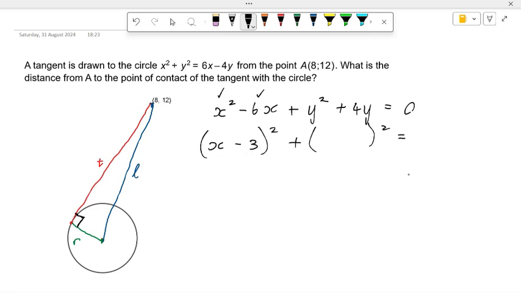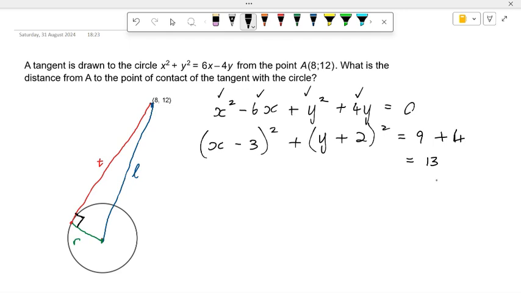I like to use the metaphor of a scale for equations. My scales are imbalanced, so I'm going to add 9 to the right-hand side to restore that balance. Exactly the same with the y's: y plus 2. When I square this out, I get y squared, I get 4y, and I also get 2 squared, which is 4, which I didn't have on the left. I've added it to the left by writing it in this form, so I must add it to the right. Okay, 9 plus 4 is equal to 13.